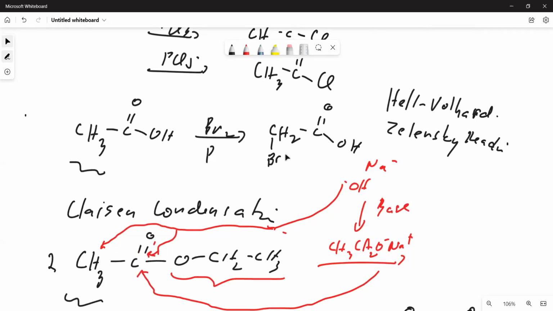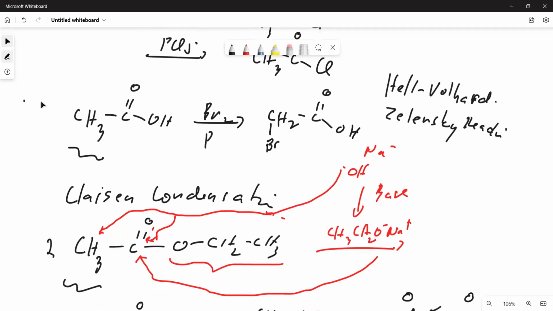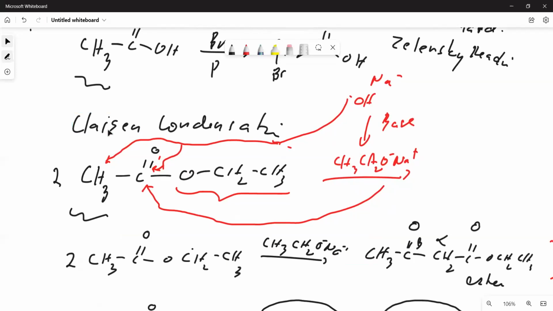So you have only one replacement. Second replacement will not happen. So you call that alpha halogenation, and there's a specific name for this alpha halogenation of carboxylic acid. You call this the Hell-Volhard-Zelinsky reaction.